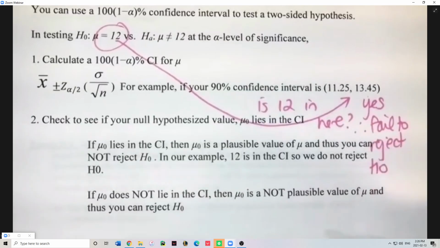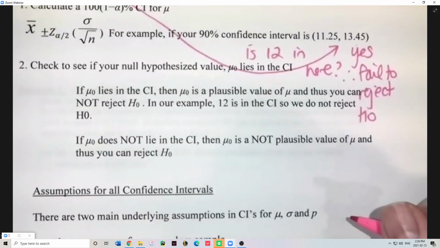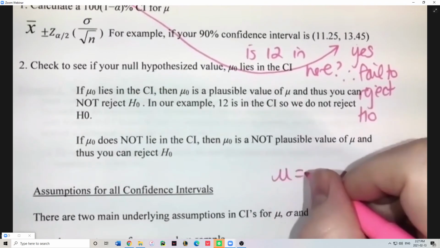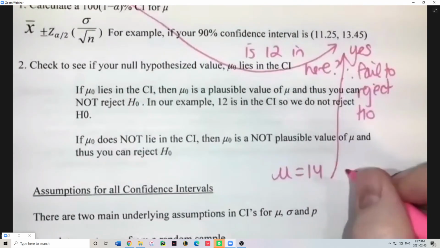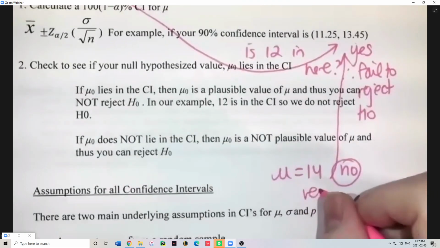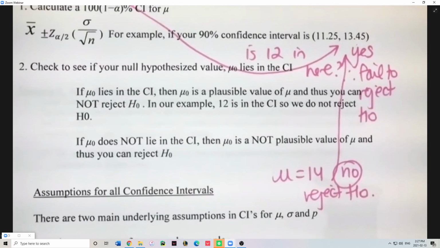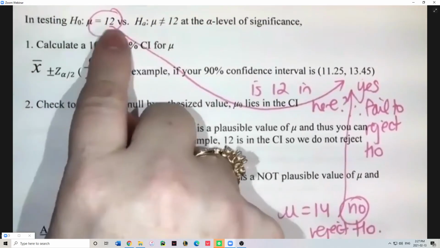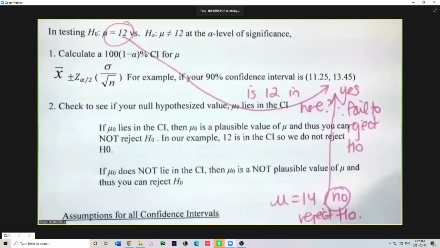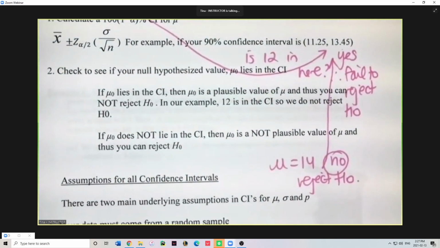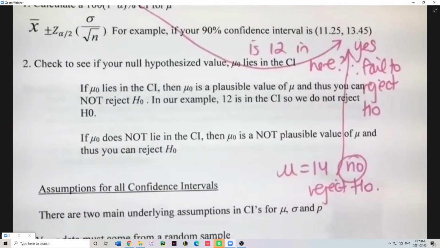We'll talk a lot about what that means when we get to hypothesis testing. But if we have mu equals 14, then it's not in there, and that would be a reject H naught. Rejecting H naught means we're assuming H naught is not true and HA is true. If you don't reject H naught, then you're assuming H naught is true and the alternative is false. Again, we'll go through that a lot when we get to hypothesis testing.